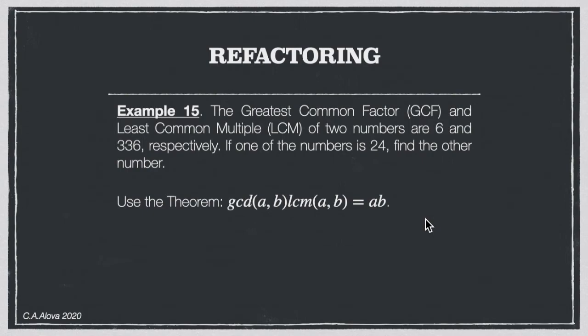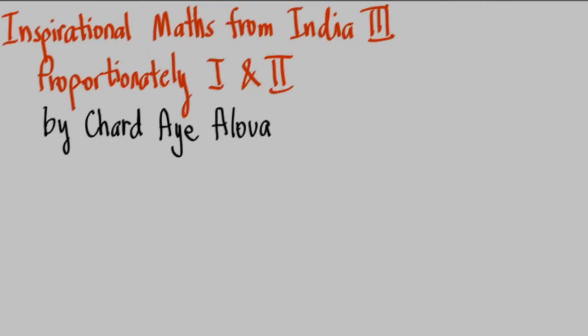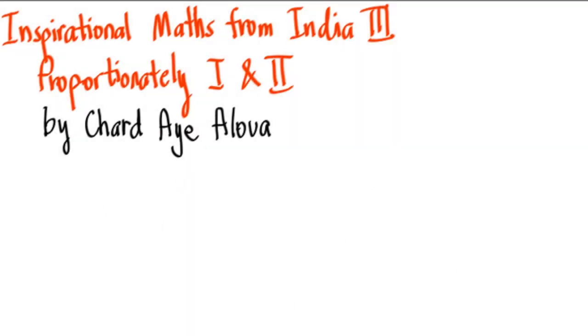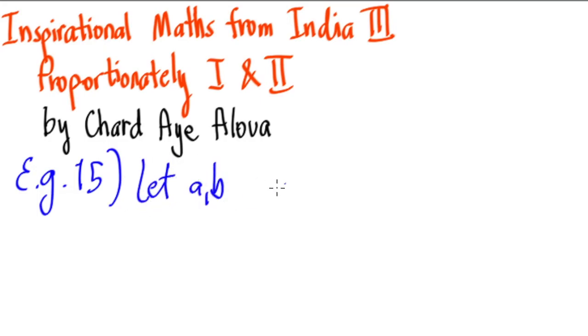You can see this in my YouTube video. You can search for it. I call this theorem 5. In some books, they may call this by another theorem number. So let's use this concept, and we'll be answering this on a sheet of paper. So we are now on example 15. So we have the GCF. We will let A and B be the two numbers.